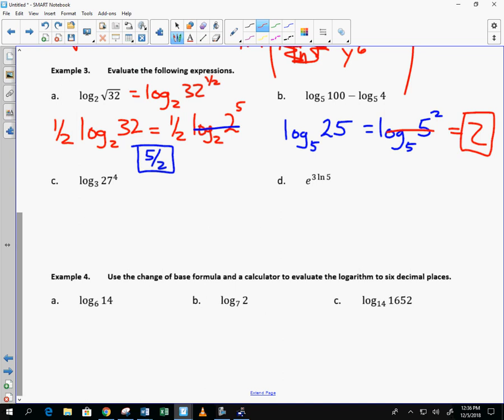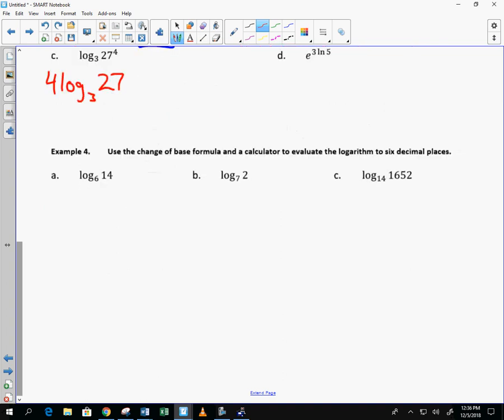Nice and easy. What should I do first for C? 4 log base 3 of 27. Can you write the number 27 as a base of 3? 4 log base 3 of 3 cubed. It's a lot of 3's. My favorite number. Leaves you with, it's not 4 to the 3rd, it's 4 times 3. 4 times 3 is 12.